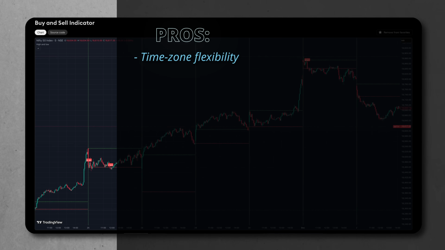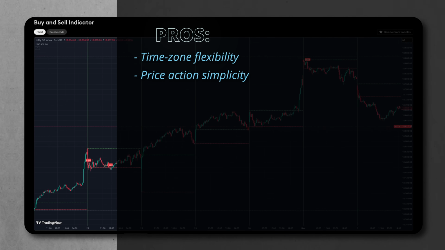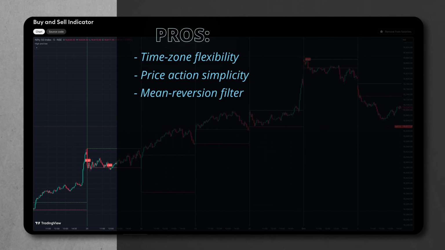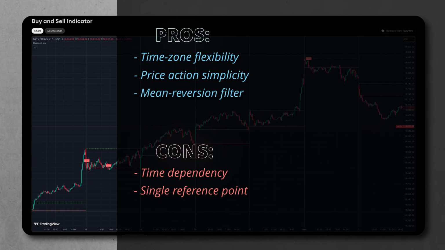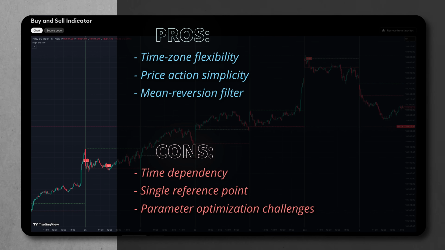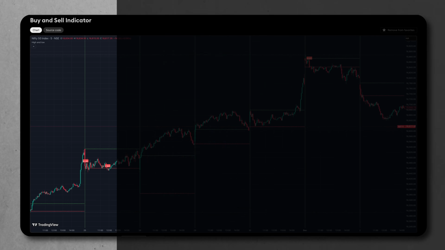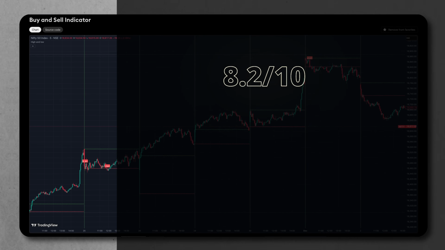Pros: time zone flexibility, price action simplicity, mean reversion filter. Cons: time dependency, single reference point, parameter optimization challenges. Ranking: 8.2 out of 10.